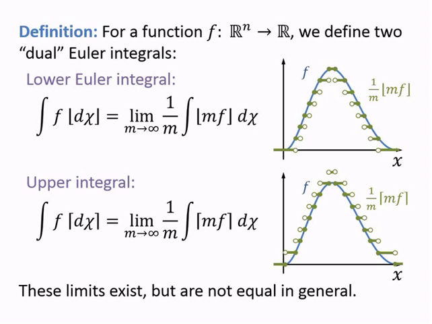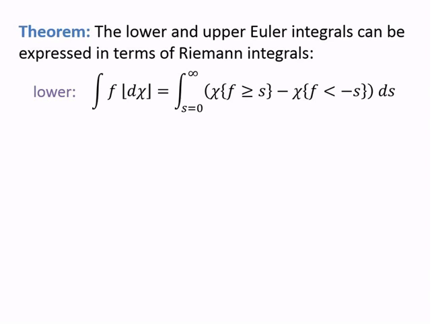Okay, so we get this dual theory of integration. Another way to express these integrals is as follows. I can express them in terms of Riemann integrals like this. The lower Euler integral is a Riemann integral over the positive reals of the Euler characteristic of the set on which f is greater than or equal to each s, minus the Euler characteristic of the set on which f is less than minus s.